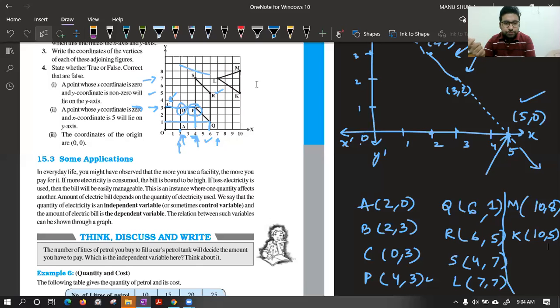Good, Vanshika. The third part, the coordinates of origin are 0, 0, because x is 0, y is 0, that is your origin. Is this correct? Yes, it is truly correct. Okay, now we will see some applications.